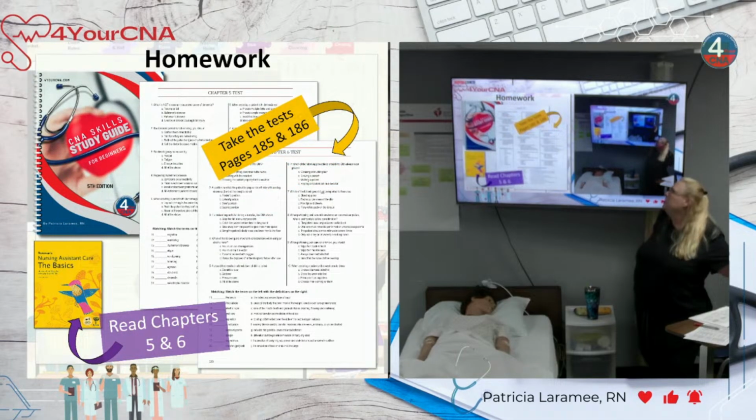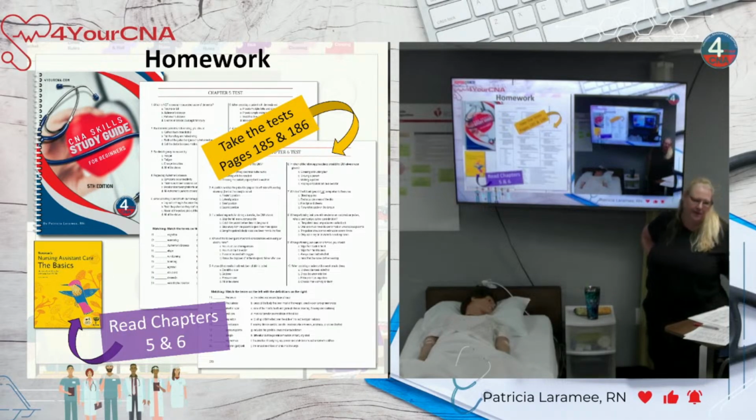Homework. You have 2 chapters because it is a weekend. You have chapters 5 and 6. 5 is on dementia. 6 is on skills. We cover skills in class. Read the paragraphs in between.